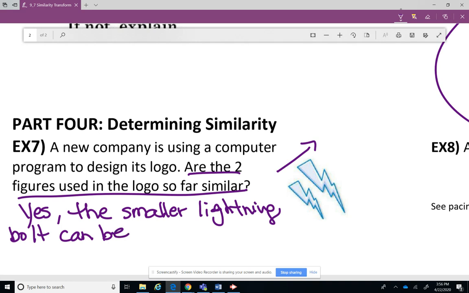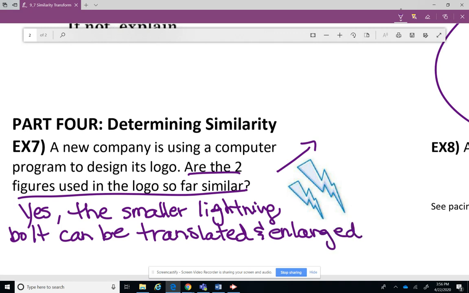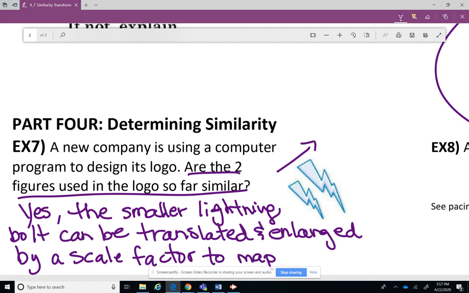The smaller lightning bolt can be translated and enlarged, or you could say dilated if you wanted to, but I'm going to be more specific and say enlarged by a scale factor. And if I translated it, which is sliding it, and enlarged it by a scale factor, then it would map it. So the smaller lightning bolt can be translated and enlarged by a scale factor to map onto the larger one.